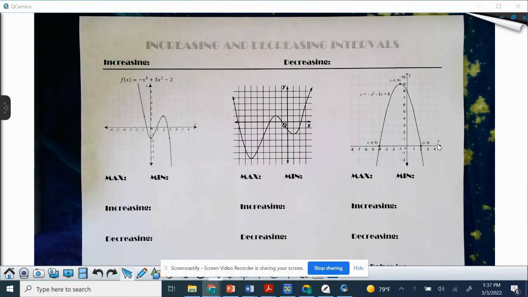So speaking to increasing and decreasing intervals, we're going to discuss max, min, increase, decrease, round each graph up with the end behavior statement for practice, since we started that yesterday and we have discussed it already. But again, just to make sure you're getting all those parts.